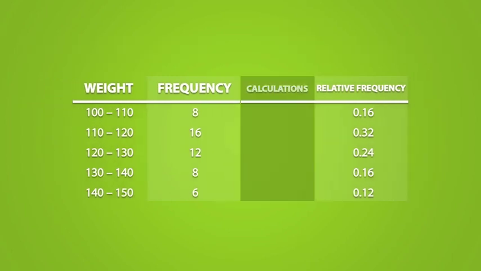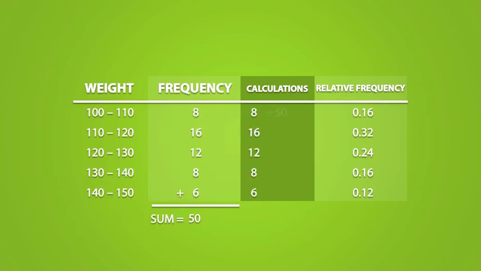To convert a frequency distribution into a relative frequency distribution, we will need to do some calculations. We start off by finding the total number of data values, and we do this by adding each frequency. We find that the total sum is equal to 50. Then, we will take each value and we will divide it by that sum. And as a result, we get the relative frequency values.